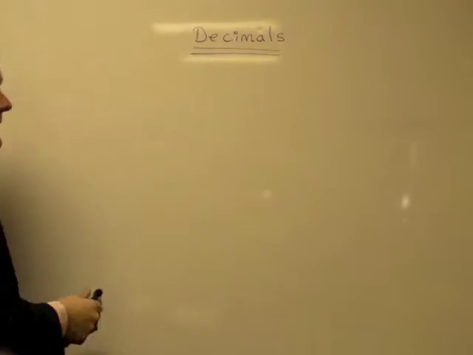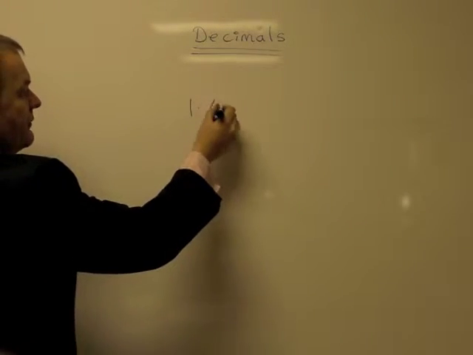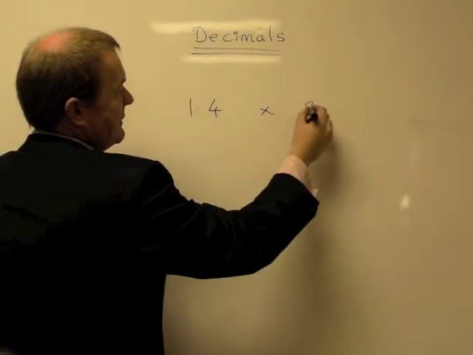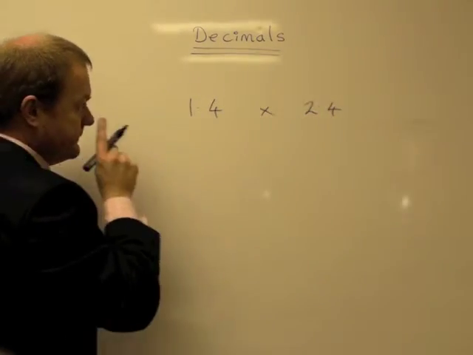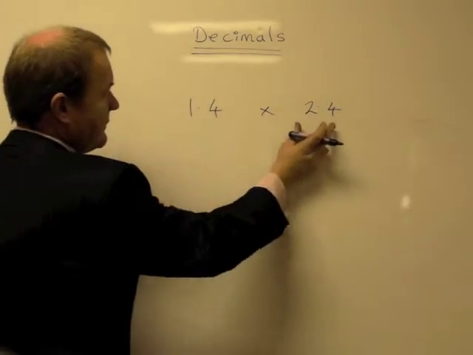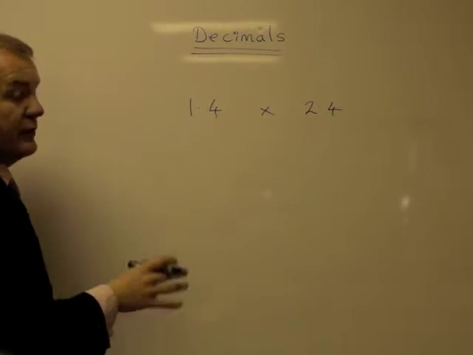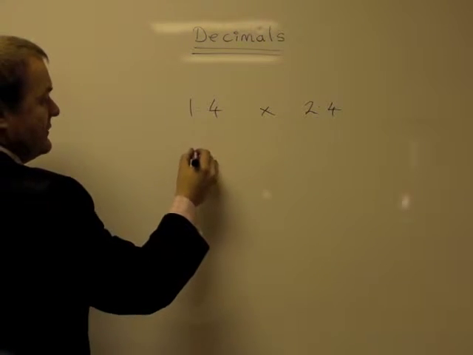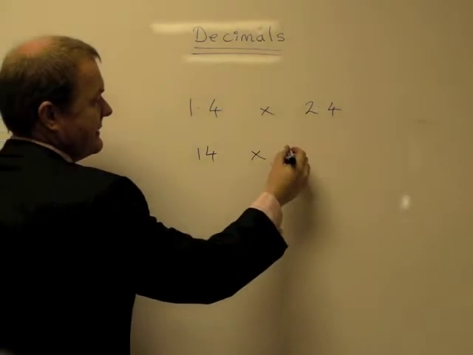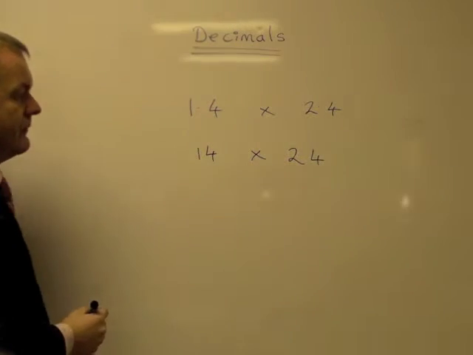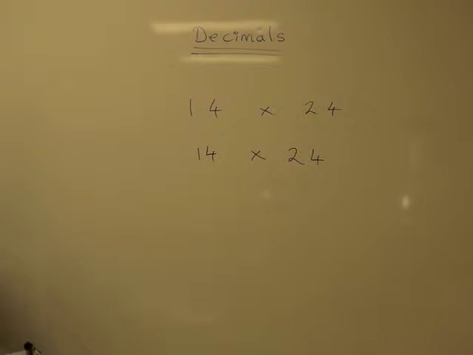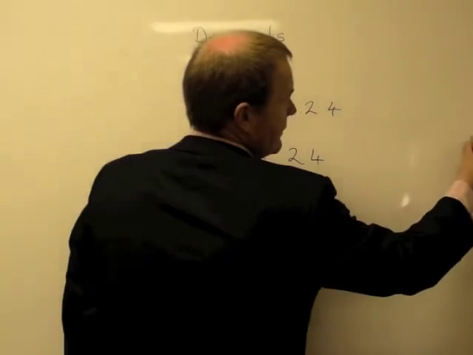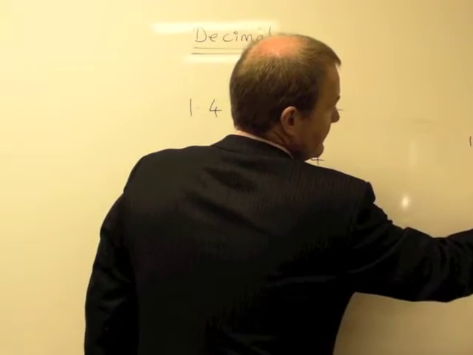Okay, so a little bit more complicated. What if we had 1.4 times 2.4? So this time I've got slightly larger decimal points, but I'm going to do exactly the same thing. I'm going to treat this as 14 times 24. There are a number of ways I need to be able to do 14 times 24. Most of you have seen that I like this method.